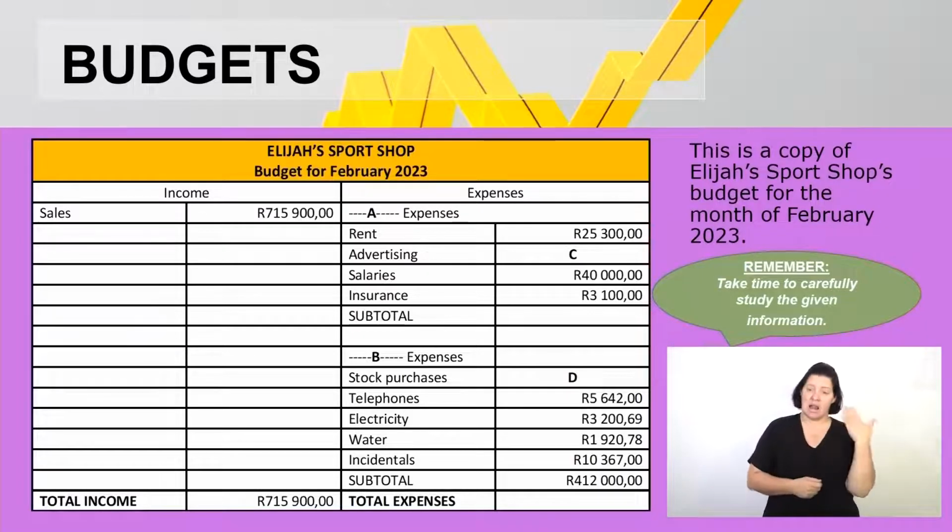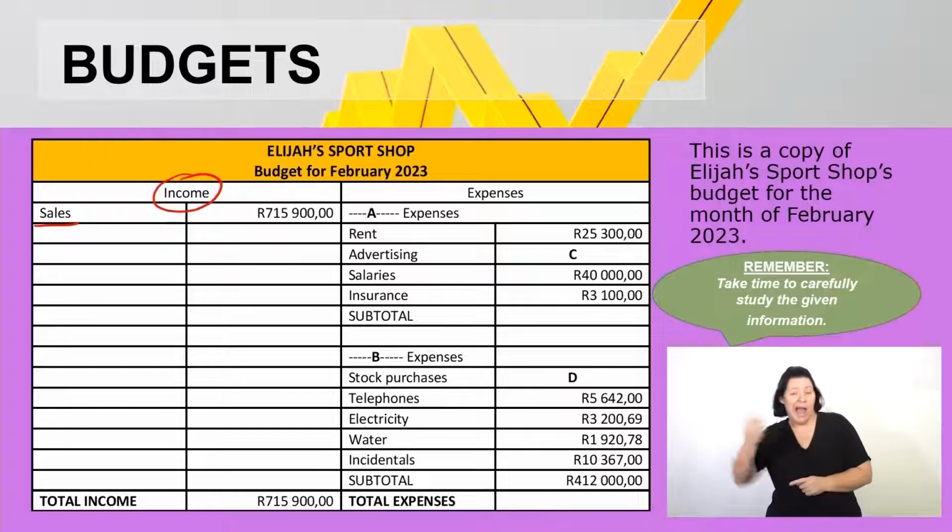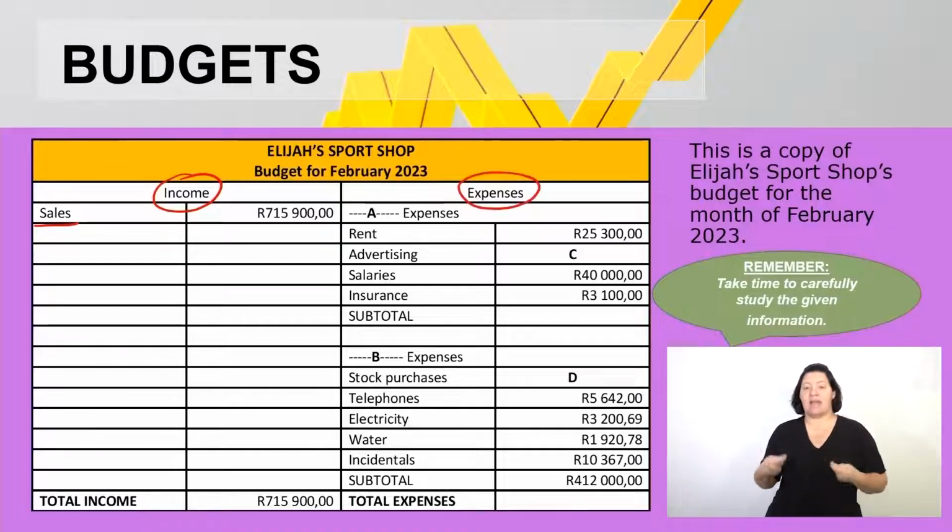On the left-hand side of the budget, we listed our income. As you can see, income is from the sales, and the income amounts to 715,900 Rand. There's no other income, and therefore the total income amounts to 715,900 Rand. Then on the right-hand side, we have all the expenses. There are A expenses, and further down we also have our B expenses. We'll elaborate on that just now.